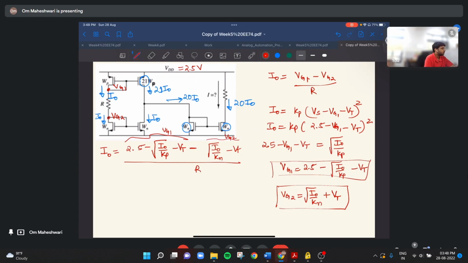Okay, let us try to solve it this way. I naught R equals 2.5 minus.